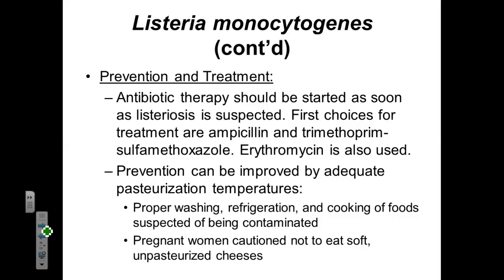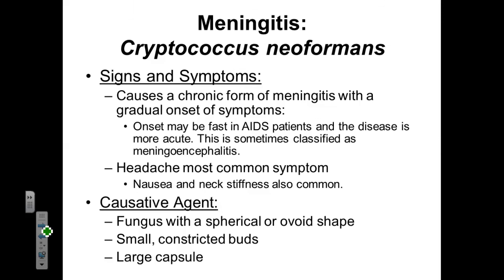Erythromycin can also be used. Prevention of this disease can be improved by adequate pasteurization temperatures and adequate cooking temperatures at home and refrigeration temperatures as well. So properly preparing the food in the kitchen and the avoidance of unpasteurized cheeses by pregnant women are also recommended to prevent infection by this pathogen.